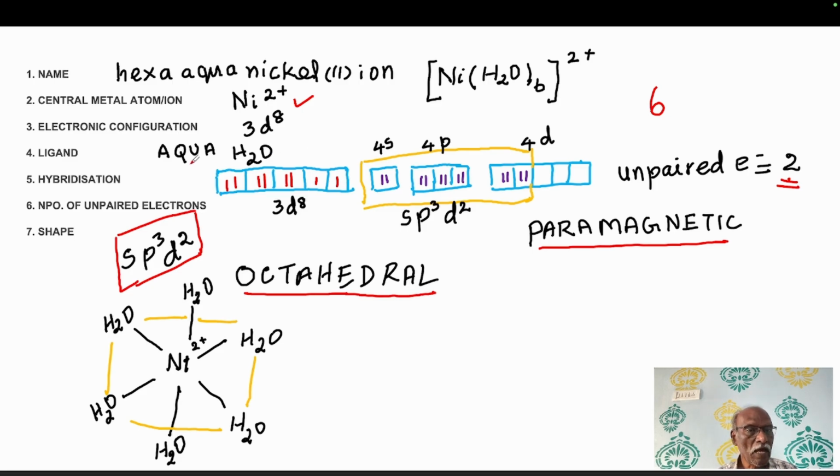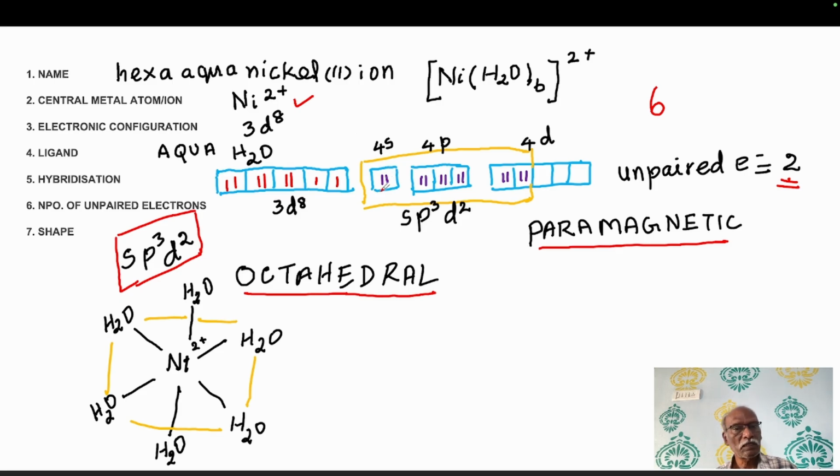The ligand is aqua, water. Now, since the coordination number is 6, there should be 6 vacant orbitals available, so that each of the 6 water molecules can give one pair of electrons to the central atom. So how do we get those 6 vacant orbitals? From 4s, 4p and 4d.